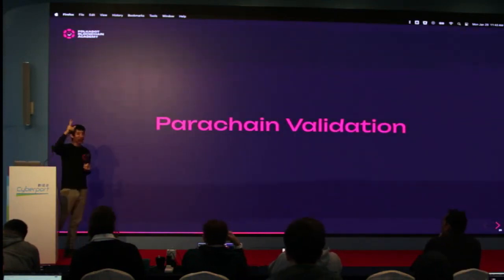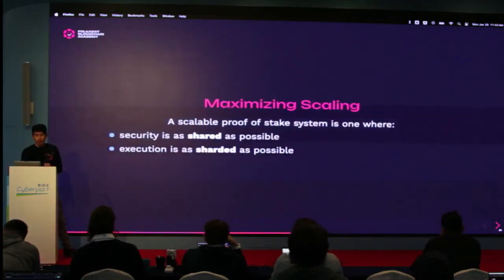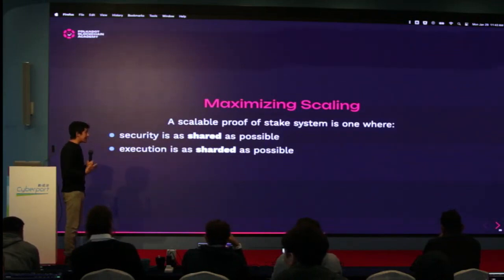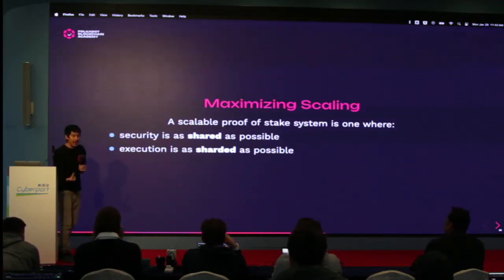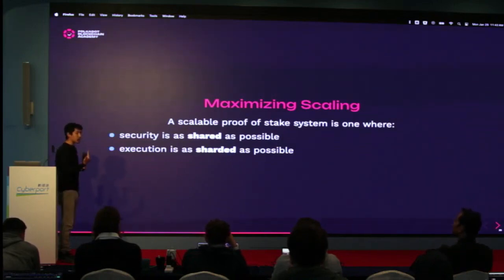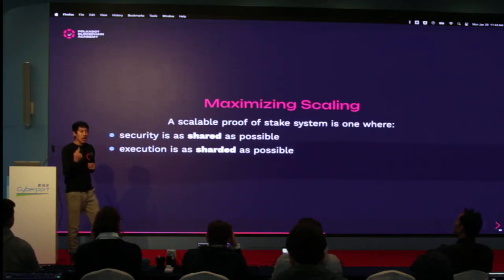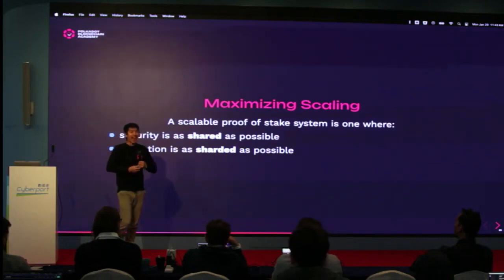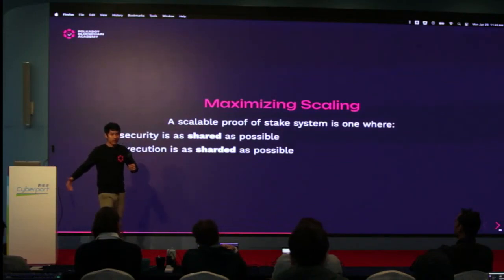Next aspect, parachain validation, logic for verifying things are happening. So we want to maximize scaling. A scalable proof of stake system is one where security is as shared as possible and execution is as sharded as possible, right? We want to pool all the security into one. The more security we can bring together, the better for everyone. But we want to execute things in the most sharded, parallelized way possible. Okay?